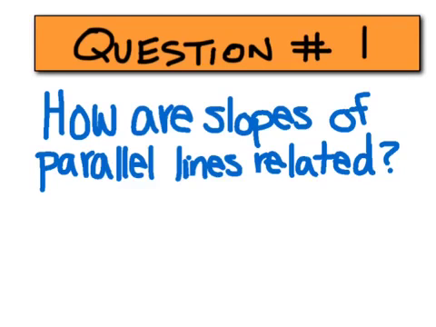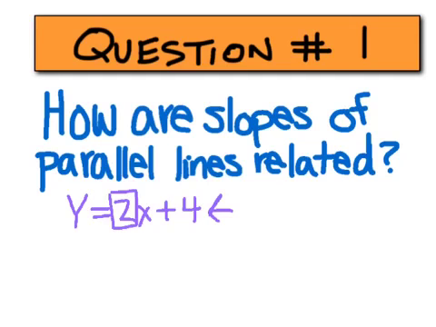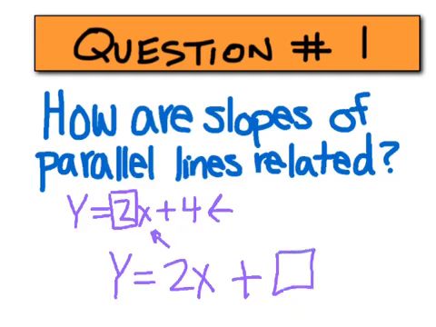Okay? So if we had an equation like y is equal to 2x plus 4, the only thing we want to focus on is the slope. Our slope is 2. So a parallel line to this line right here is going to have a slope of 2. And that's all that matters. So a line that would be parallel to this line is going to be 2x plus whatever number you decide to put in that box, or minus. As long as they have the same slope, these lines are parallel.